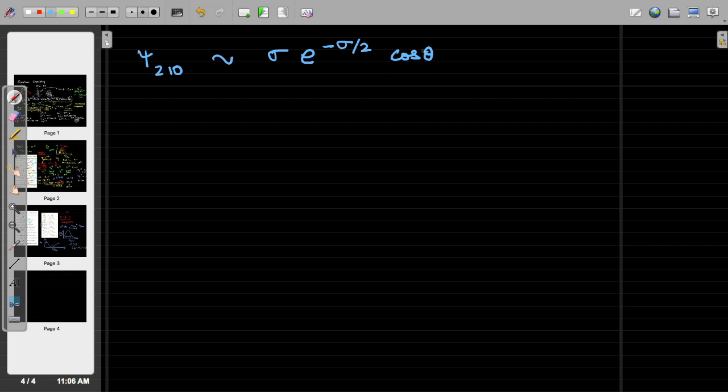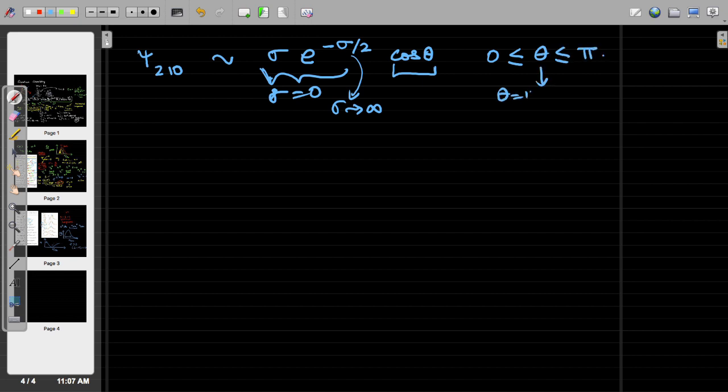When you have such a term, one has to realize that there are no radial nodes apart from sigma equal to 0, which we know for a fact, and also sigma tends to infinity, which we also know for a fact. As the electron goes really far away, you have very little probability of finding it. However, the cos theta term gives the nodes because theta ranges between 0 to pi, and at theta equal to pi by 2, cos theta has a node. Cos pi by 2 is equal to 0.